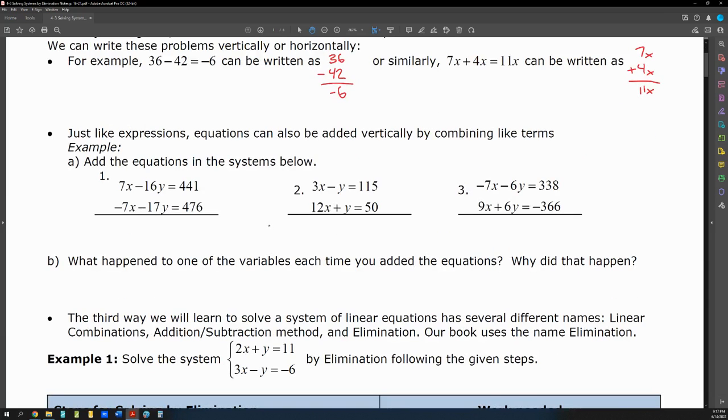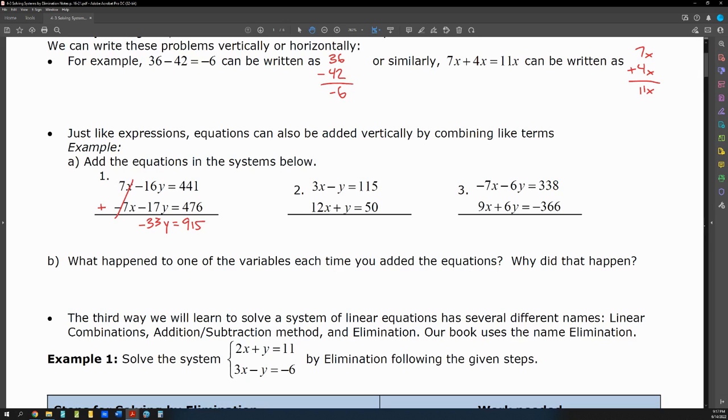So here, if we were to add these up, well, we have 7x plus negative 7x. Well, that cancels, that's 0x. Negative 16y plus negative 17y gives us negative 33y. Bring down the equal sign. And we have 441 plus 476 gives us 915.